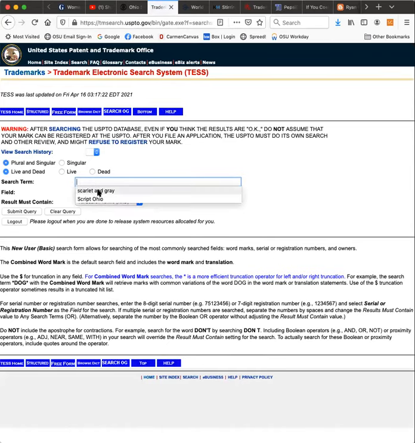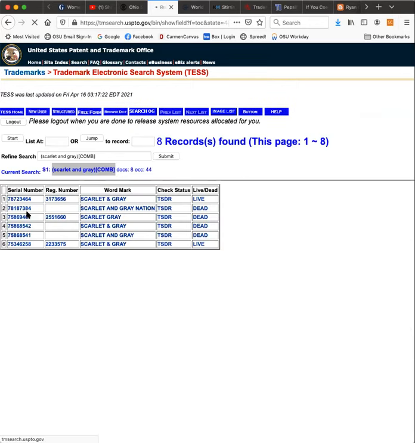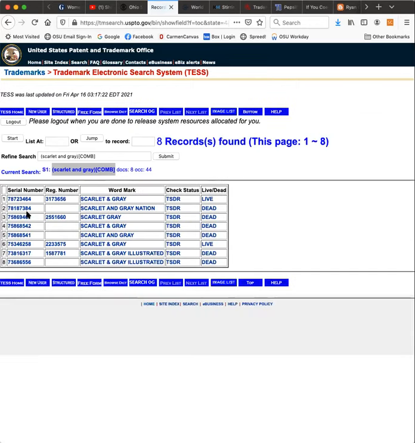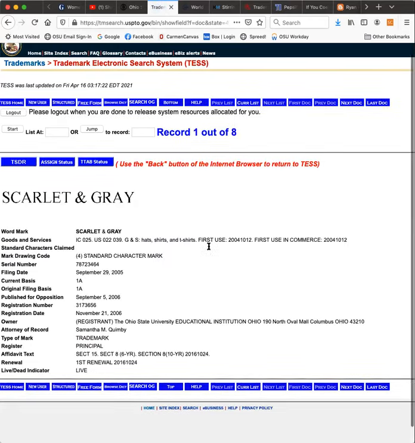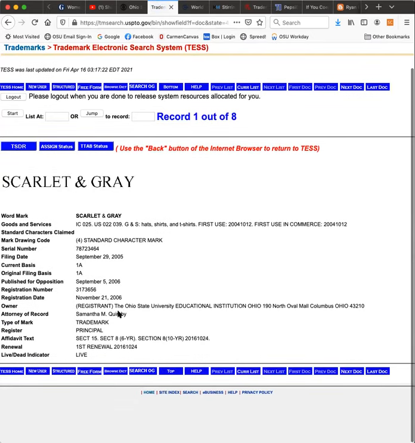So I was looking up a few earlier today, and we can look up scarlet and gray for Ohio State and submit our query. And we see all trademarks that are currently live or dead. Dead meaning that they no longer have protection. Let's go to this first one that is live. And we'll see the registered trademark below. So as you can see, The Ohio State University is the owner of this scarlet and gray trademark for the production of hats, shirts, and t-shirts. And this is a standard character mark.